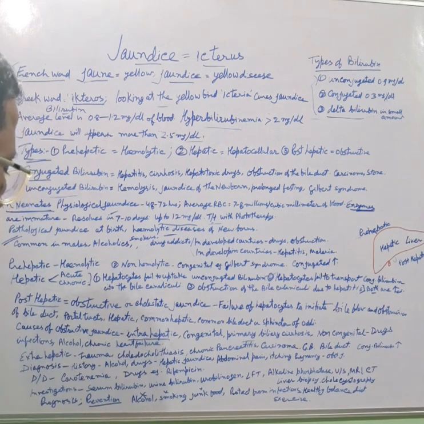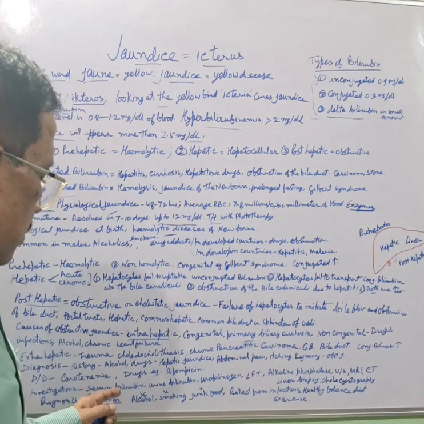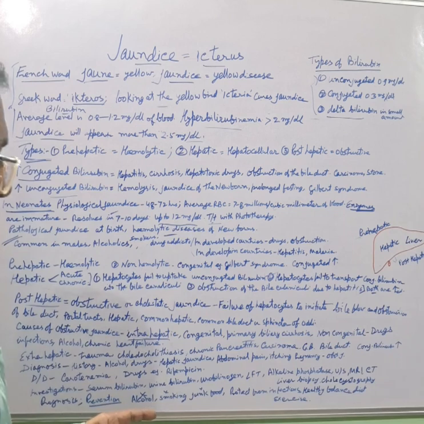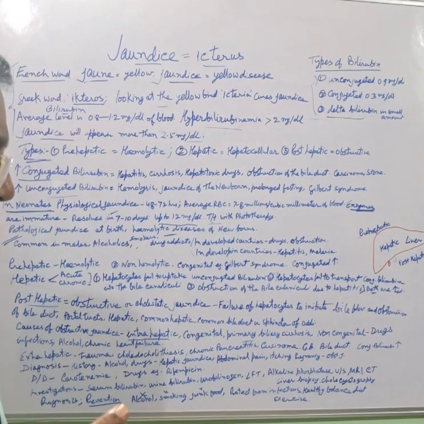Then prevention. What is the prevention? No alcohol, no smoking, no junk food, and protection from infections like hepatitis through proper immunization against A, B, C, and a healthy balanced diet, exercise, and proper care are basic steps to prevent jaundice. So this is all about jaundice.